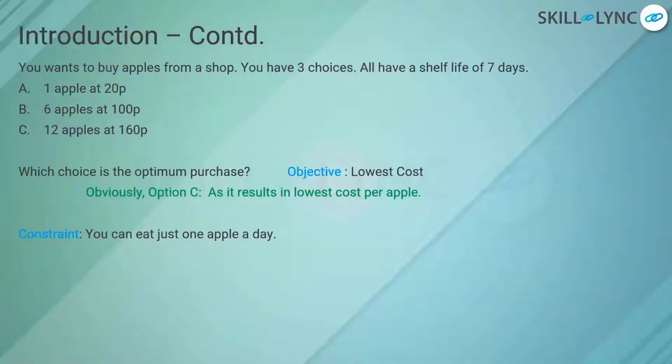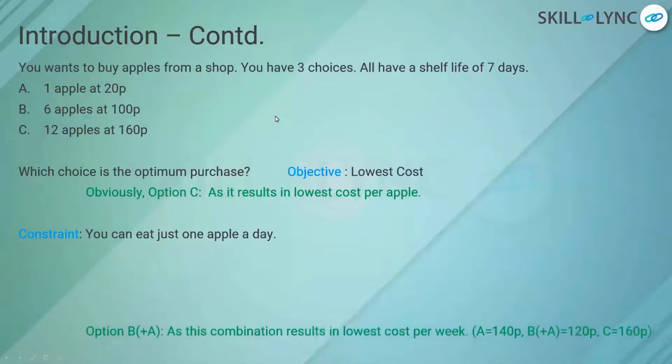So in this case, the constraint is that you can eat only 1 apple a day. Because all the apples have got only a shelf life of 7 days, you can only eat 1 apple a day. So after 7 days, the remaining are going to go waste. So in this circumstance, by defining the constraint, the optimum purchase is going to be different.